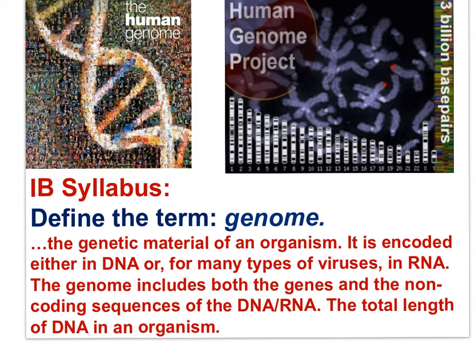Here is our first IB syllabus statement of this movie. Define the term genome. The genome is all of the genetic material of an organism. The genome is encoded either in DNA or, for some types of viruses, RNA. The genome includes both the genes, the coding sequences, and the non-coding sequences of the DNA or RNA. The genome is the total length of the DNA in an organism.